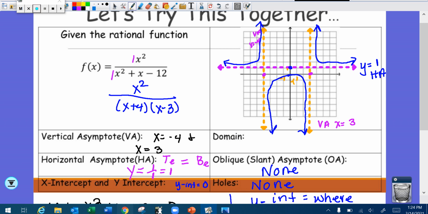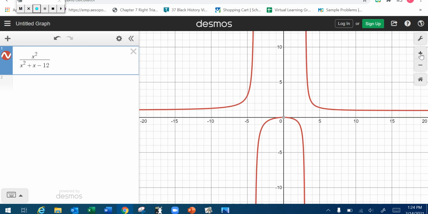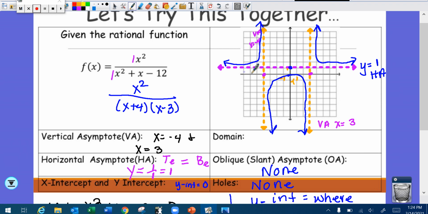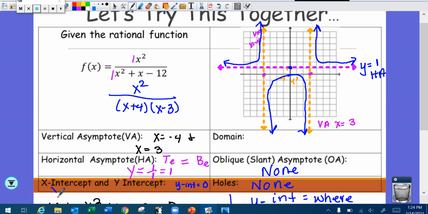So now let's see, do we have any x-intercepts? Well, it looks like from my graph that this graph actually does not touch the x-axis. We know it's not going to touch here because it can't cross over this line. So this part is not going to touch. And right here, if you look, it's not touching the x-axis as well. So we can confidently say that there are no x-intercepts. So my x-intercept is none. And my y-intercept is 0.